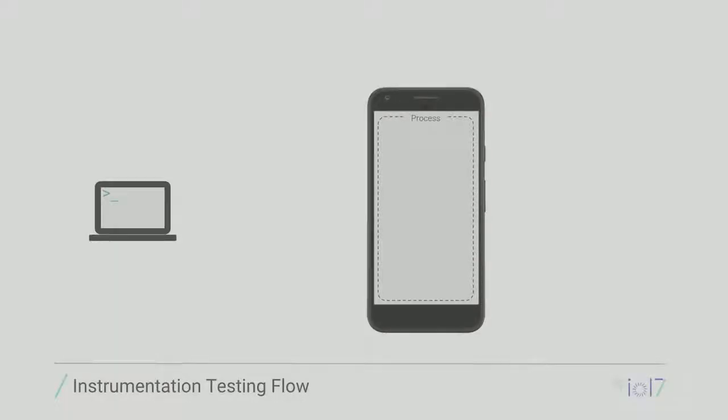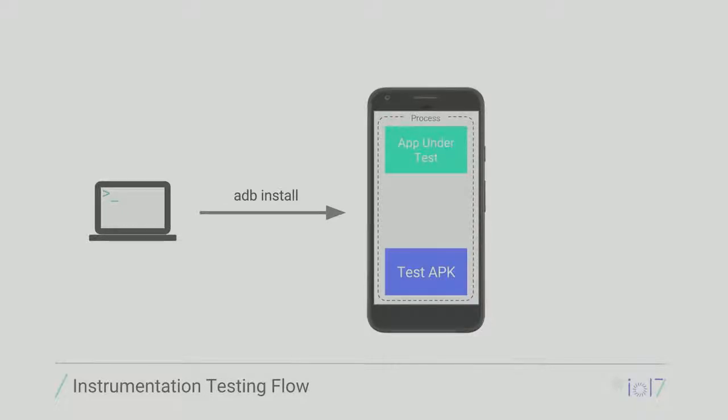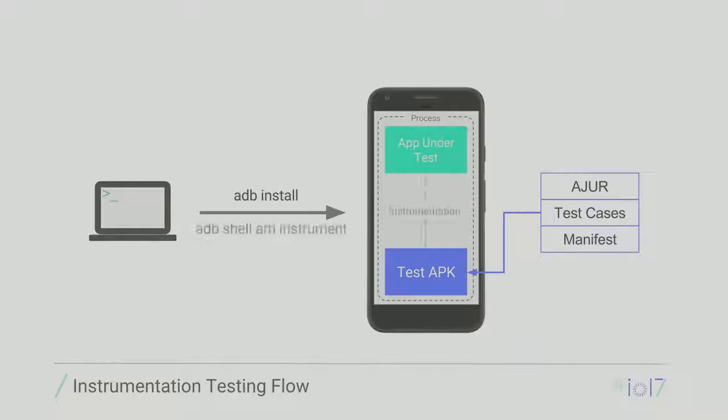So let's say you're in Android Studio, you've just written your new Espresso test, and you hit the run button to run the test. So the first thing that Android Studio is going to do is install two APKs for you, the test APK and the app under test. Now the test APK contains Android JUnit Runner, the test cases and your test manifest. And then in order to run the test, Android Studio calls under the hood adb shell am instrument. And then Android JUnit Runner will use instrumentation to control your app under test.